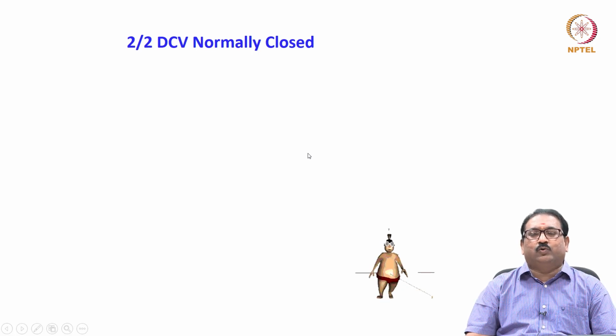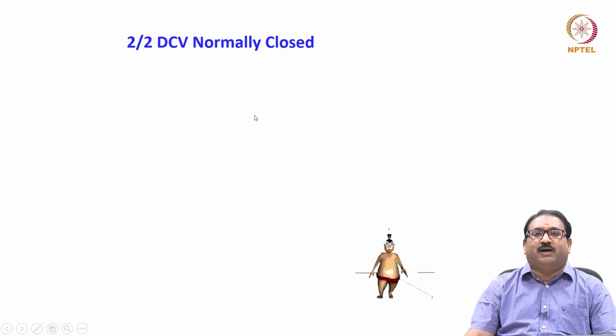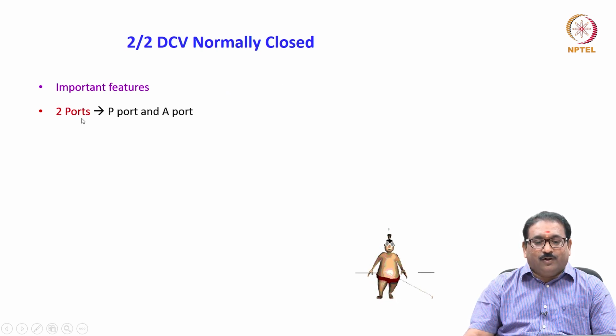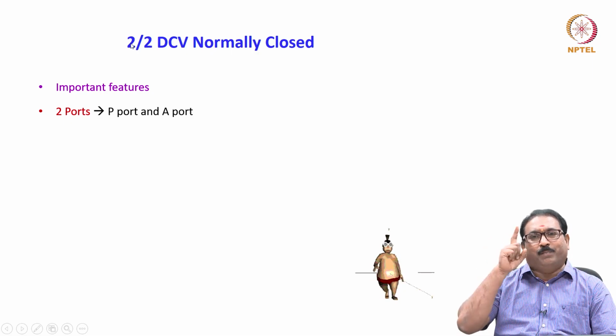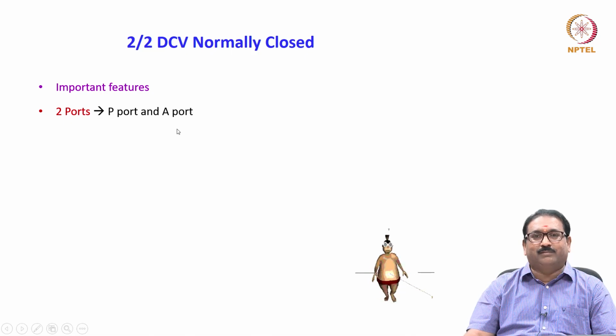Now quickly we will move on to some of the constructional features which are essential to understand how the valve will operate and how the portings are there in the valve body. Now we will quickly move on to the 2 by 2 DCV, normally closed. Read carefully, friends, normally closed. Can you please tell me the important features of this valve? 2 ports. First one is, as I have told you, two-way or 2 ports. What are those? Close your eyes and tell. One pressure port should be there, one user port should be there. User means the A port.